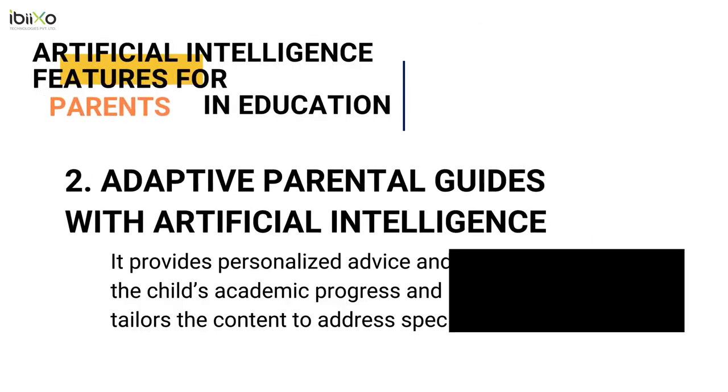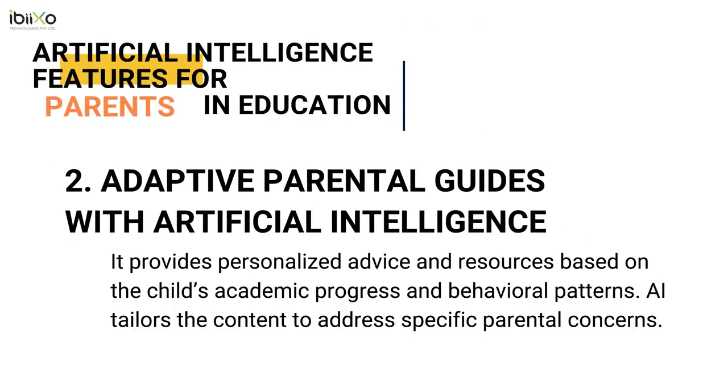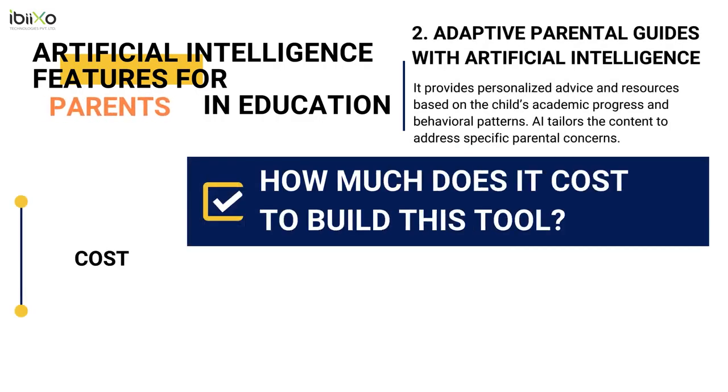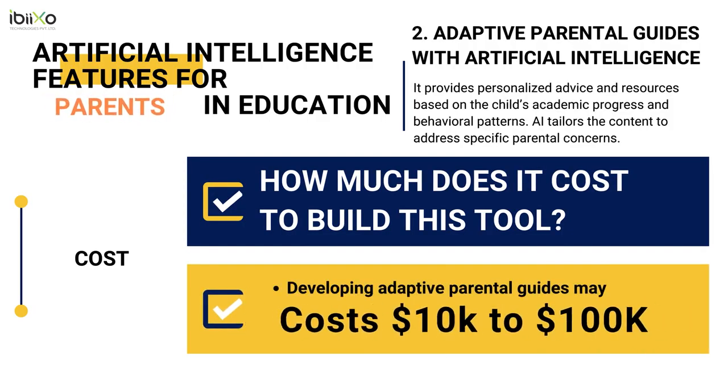Now the second one is adaptive parental guides with artificial intelligence. It basically provides personalized advice and resources based on the child's academic progress and behavioral patterns. Now this can be as low as $10,000 and go up to $100,000 based on the complexity.